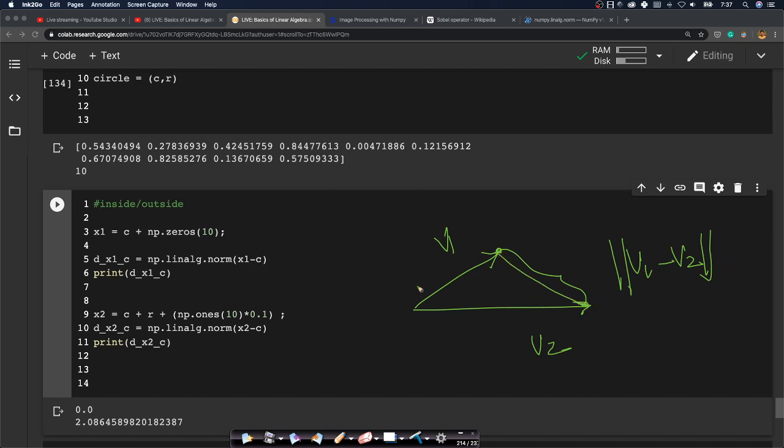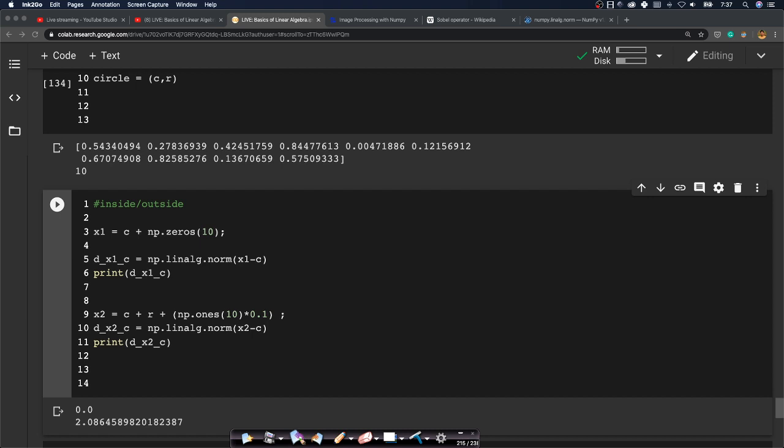That's what V1 minus V2 gives you, right? Similarly, same concept here. C is represented by a vector C, x1 is represented by a vector x1. If you want the distance between both of them, it's very simple. Take the norm of x1 minus C. Very simple, right? So what is my x1 here? My x1 is C plus zeros, which means my x1 here is C. So I'm computing the distance of C to itself. Just a test case. It should give me 0, right? Yes, it gives me 0.